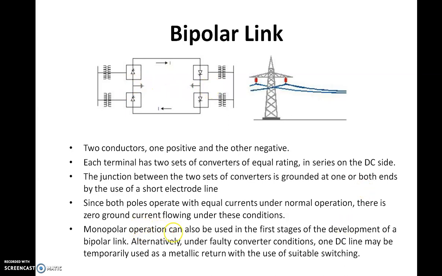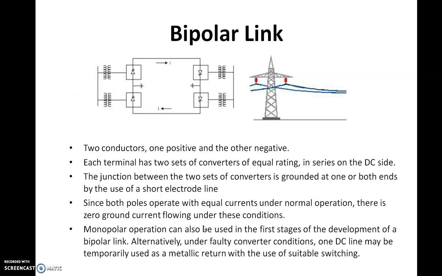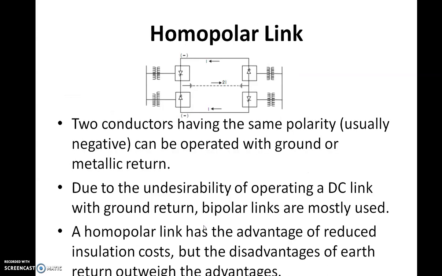Okay. Monopolar operation can also be used in the first stages of development of a bipolar link. So while you are working on an HVDC line's initial development, you can use a single conductor as monopolar. Or else, if there is a faulty converter condition, instead of two conductors you can use one conductor temporarily as a monopolar link. Right? So we have seen the monopolar HVDC link and the bipolar HVDC link.